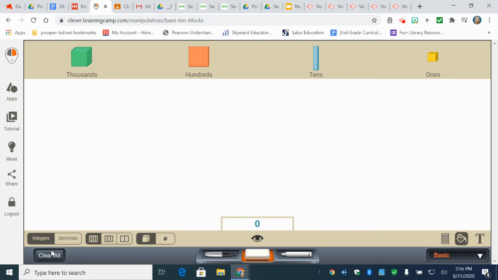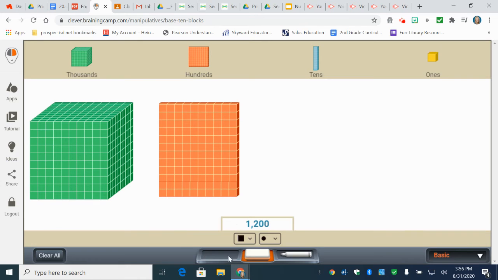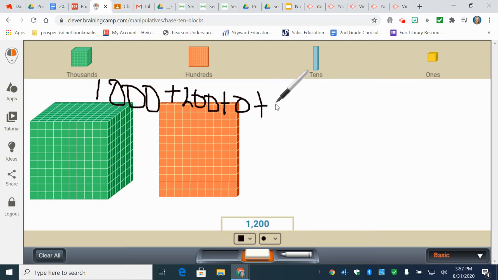Let's clear it, and let's build another number. How about the number 1200? This is the number 1200, right? So if I'm going to put this in expanded form, I would write it like this. 1000 plus 200, because that's how many hundreds I have. And then even though there's a 0 there, I still have to put plus 0 to hold its place in line. Plus 0 tens plus 0 ones.